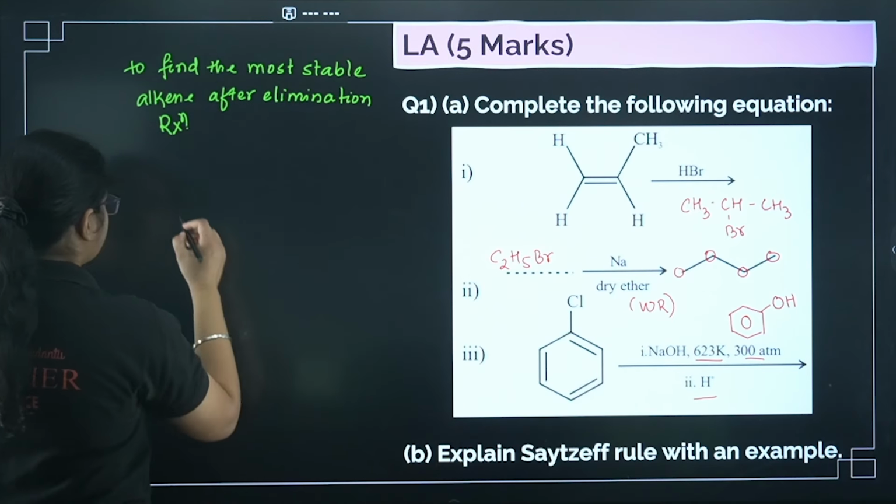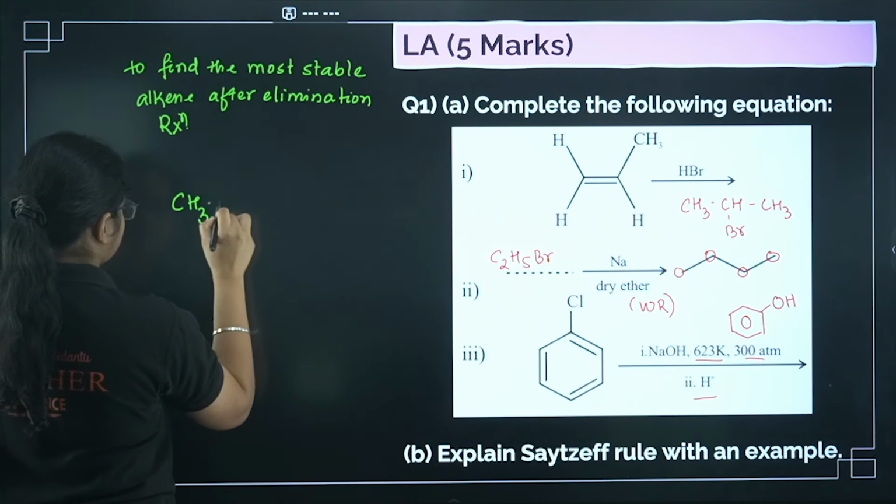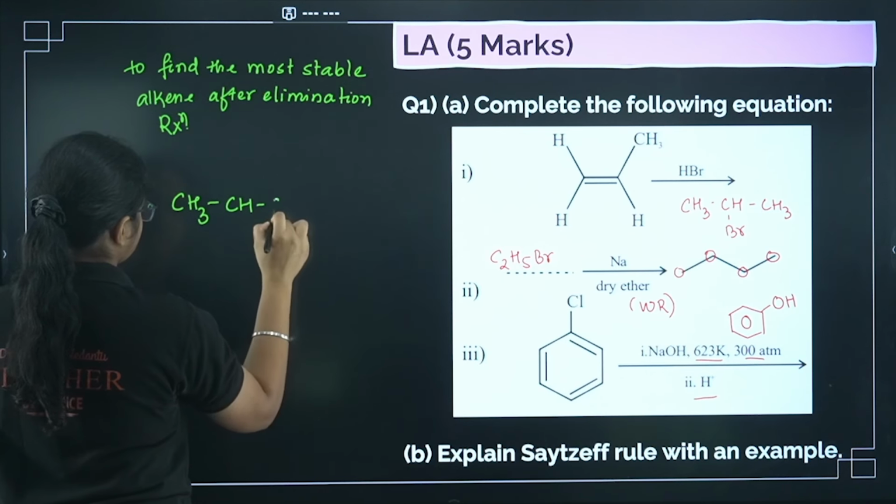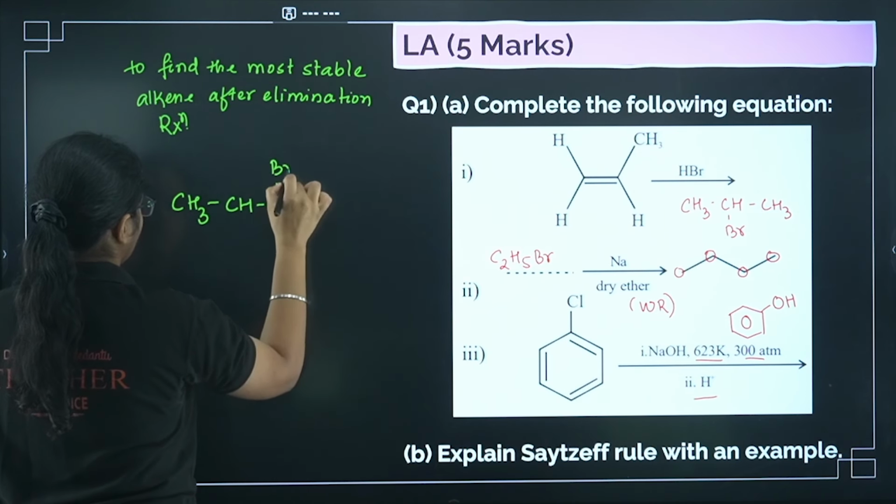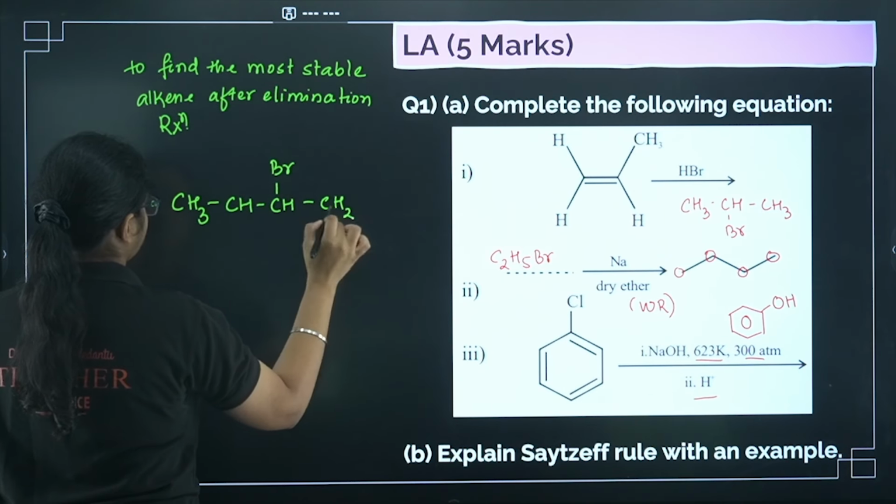Now let us take an example. Suppose I have this one, CH3, CH, CHBr, and I have CH2.